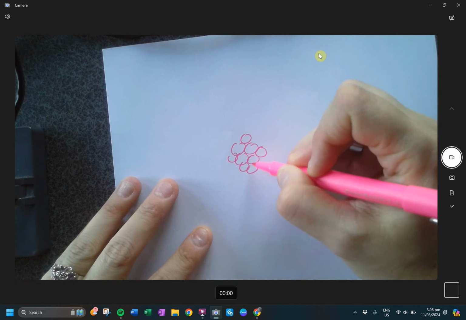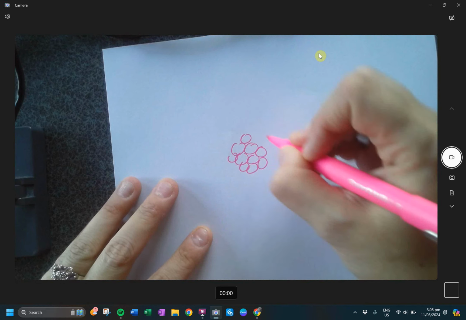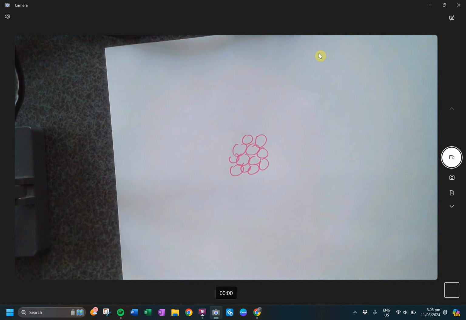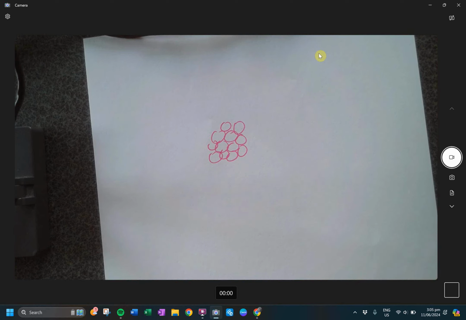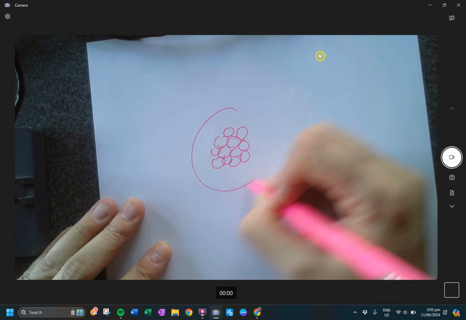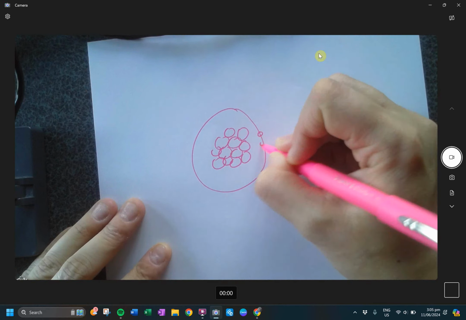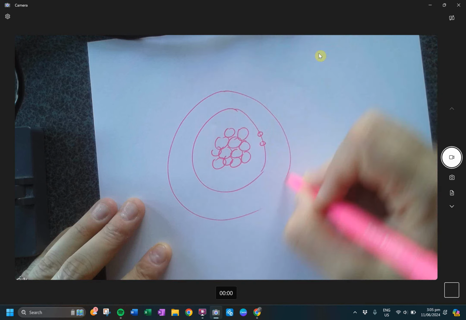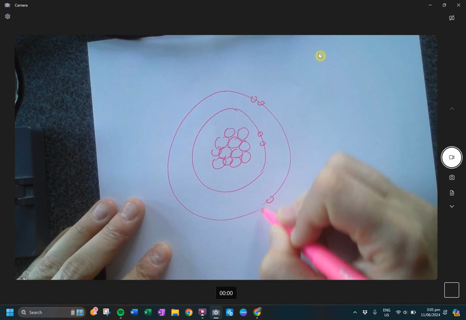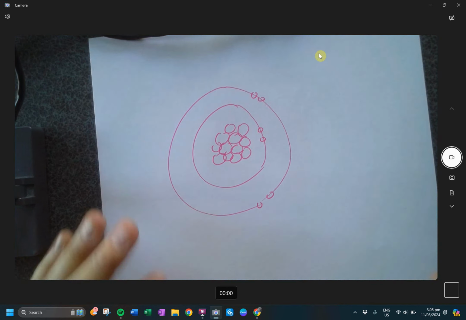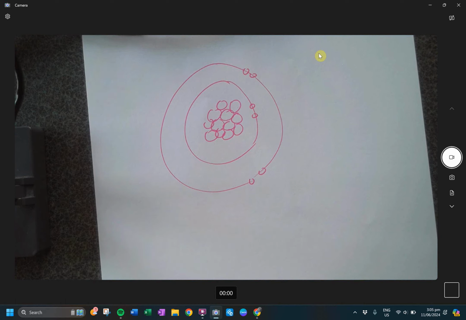1, 2, 3, 4, 5, 6, 7, 8, 9, 10, 11, 12. I'm just drawing carbon. All right? So that is the nucleus. And then what is outside are the electrons. 1, 2, 3, 4, 5, 6. Yes, that's what I want. Okay. So in the center is my nucleus.